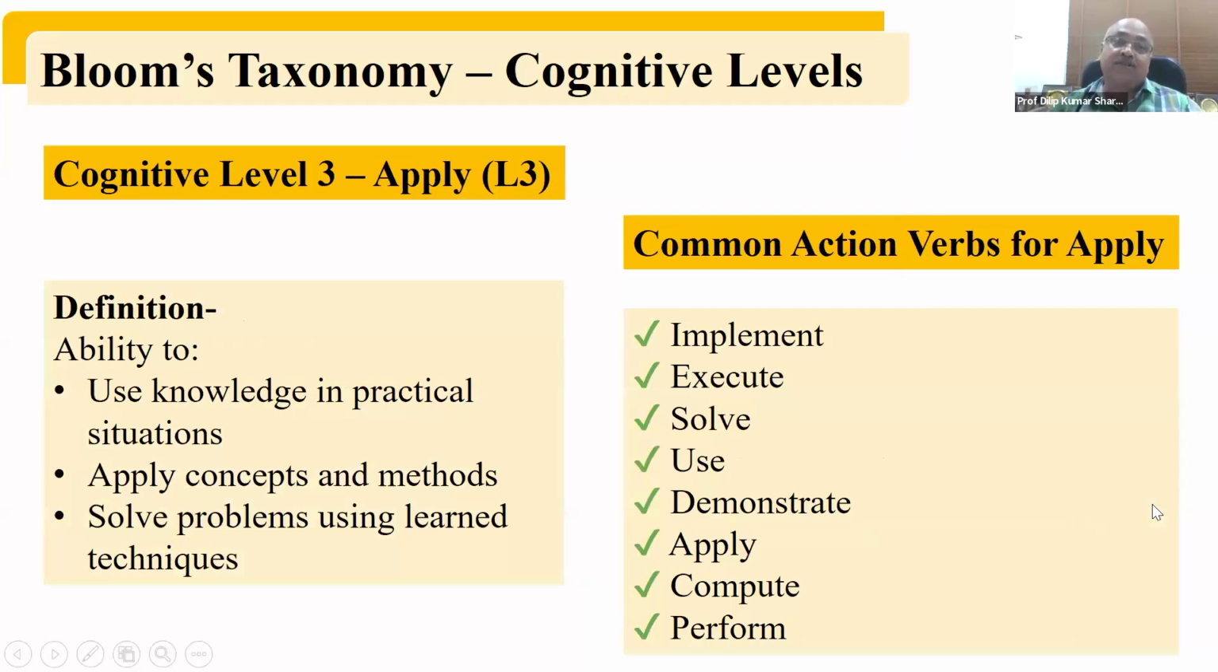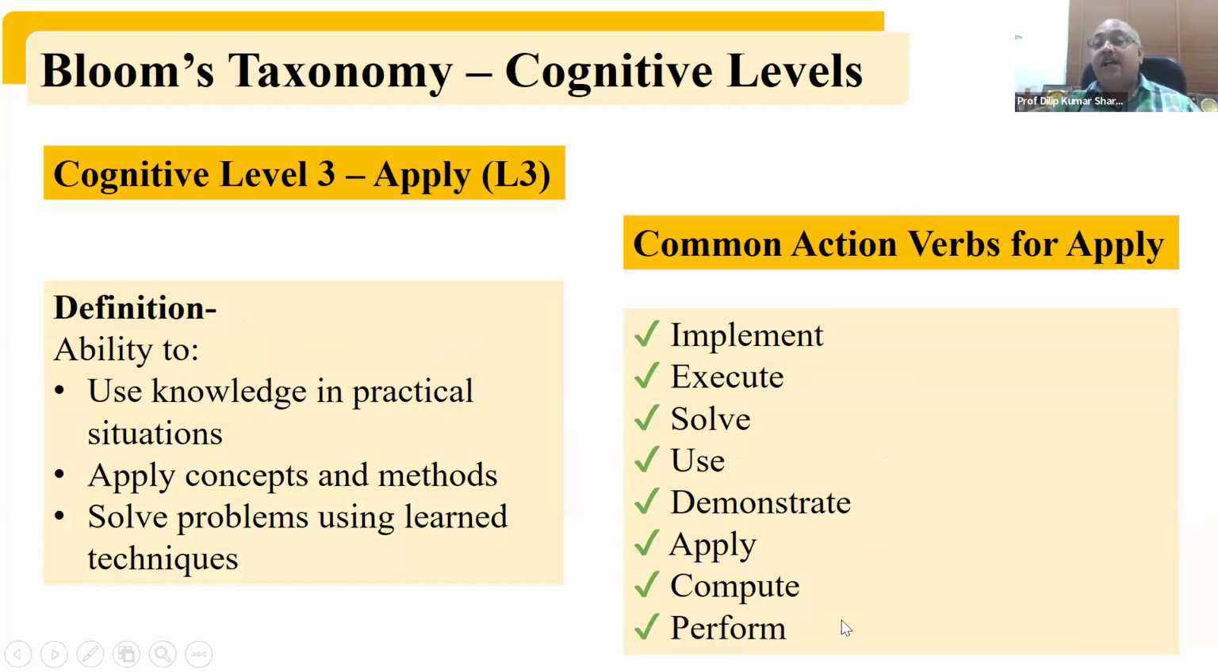Now come to the Bloom's taxonomy, cognitive level 3, apply. So the ability to use knowledge in practical situations, that is also very important. Apply concepts and methods, solve problems using learned techniques. You can see common action verbs for apply: implement, execute, solve, use, demonstrate, apply, compute, perform.